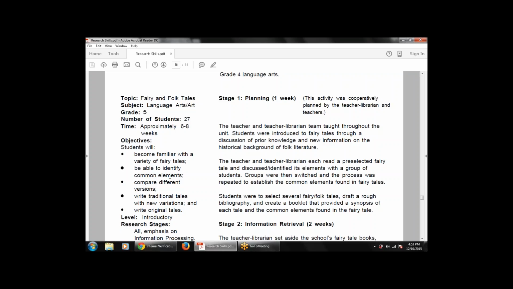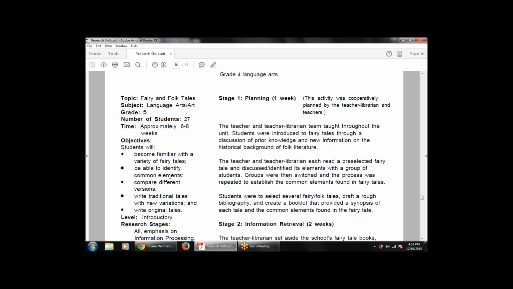So how to compare the different versions that are available is also a task in this one. Compare the traditional tales with the new variations and with the original tales. That means compare the various versions with the new variations and the original tales. Then the level: what is the level in this one? That is the introductory level. These are the various objectives, and the level is introductory.